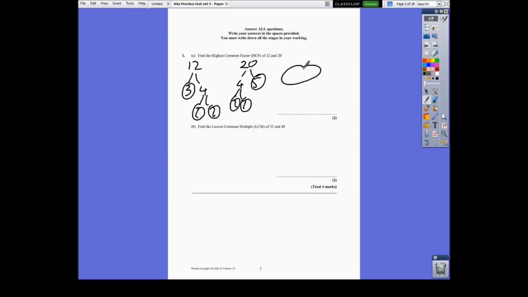If we put this into a Venn diagram where the left is 12, right is 20, then we'll have 2 2's in the middle. We'll have a 3 for the remaining 12 and a 5 remaining for the 20. So the highest common factor will be the two numbers in the middle, so 2 times 2, which is 4.